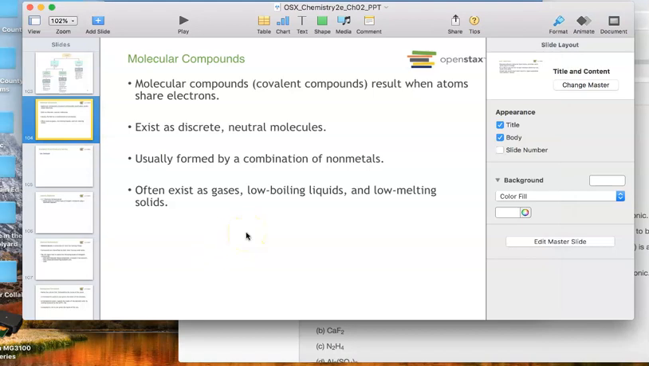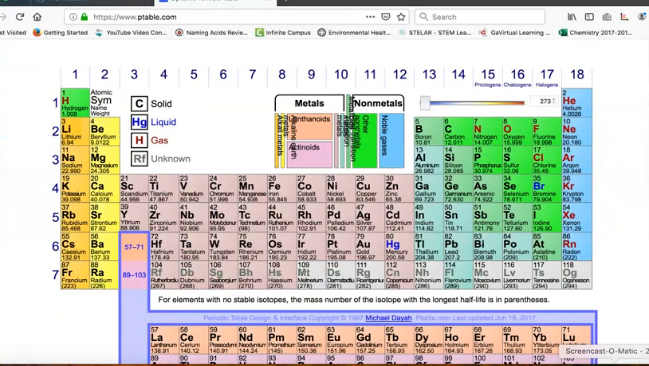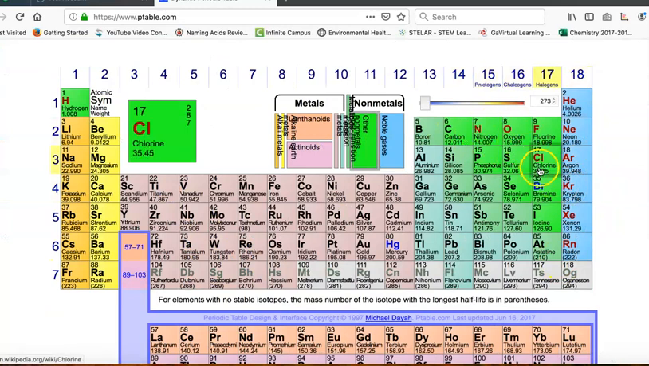All right, so before we go ahead and look at comparing ionic versus molecular compounds, we need to go through just a couple of details for molecular compounds, some of their properties. Often molecular compounds exist as gases. If you look at the periodic table, these are all nonmetals, and most of them are gases at room temperature. If you notice the lettering here, if it's in red, it's a gas at room temperature.